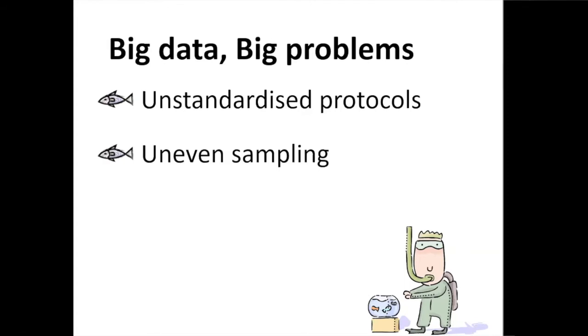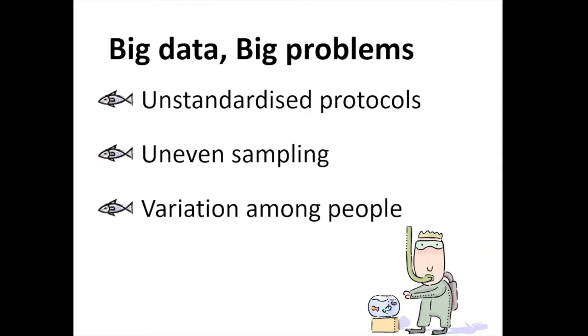Uneven sampling, similar kind of thing. You can't necessarily tell volunteers where to go. So if you've got a particular island or something that hasn't been covered very well, there's no good telling people that they've got to go there. They'll go where they want to go.